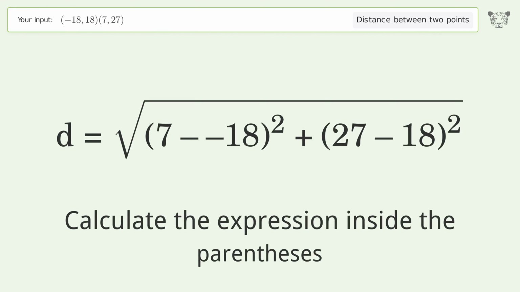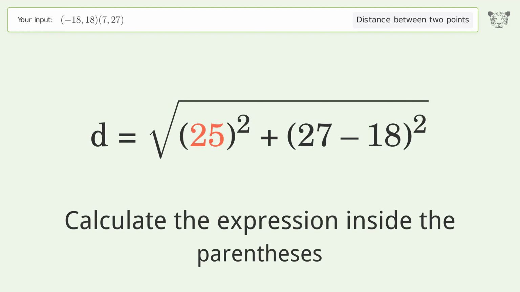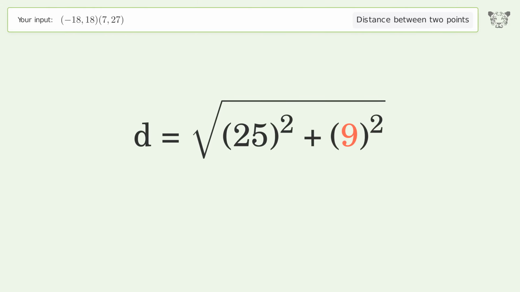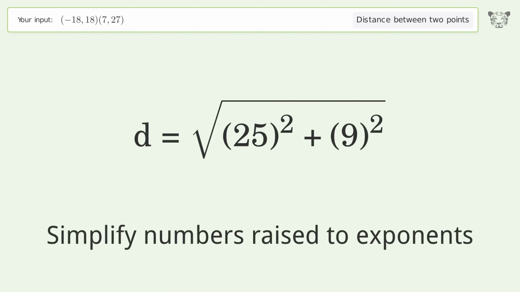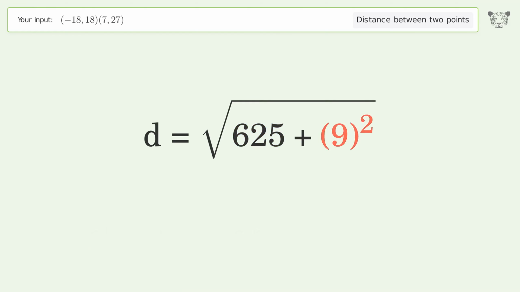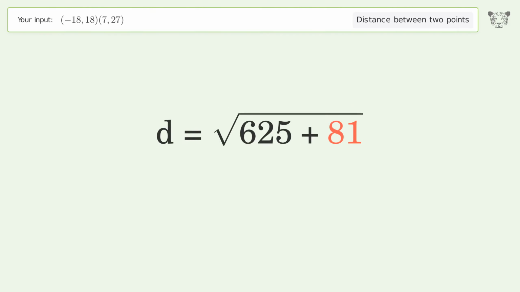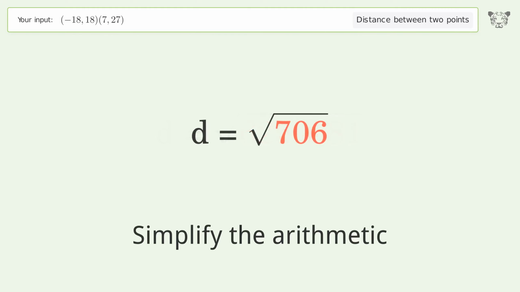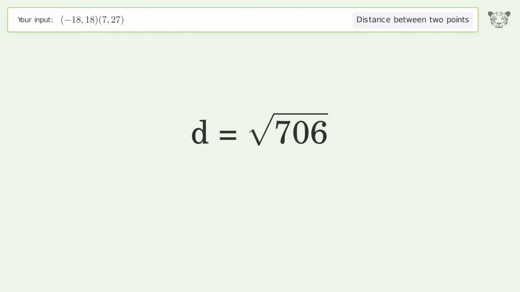Calculate the expression inside the parentheses. Simplify numbers raised to exponents. Simplify the arithmetic. And so the distance between the 2 points is the square root of 706, or 26.571.